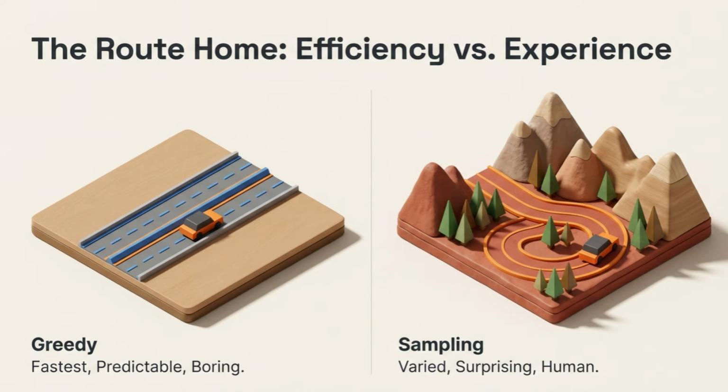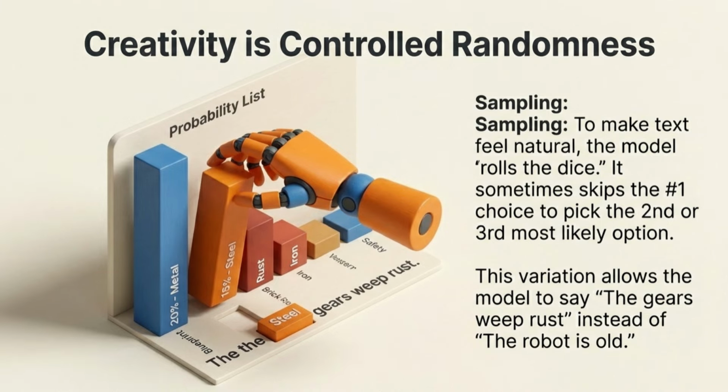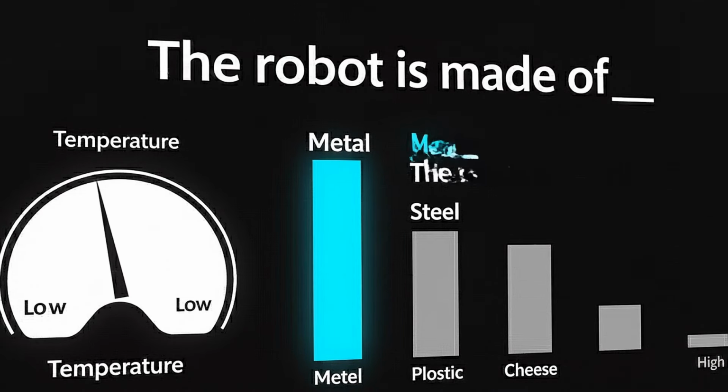And that randomness is the creativity? That's all creativity is in this context. It's controlled randomness. It's the model saying, instead of the robot is strong, I'm going to say the robot is unyielding. It's a lower probability word, but it adds flavor.